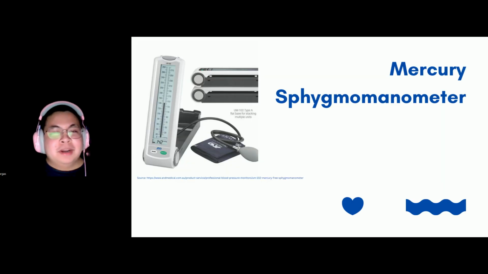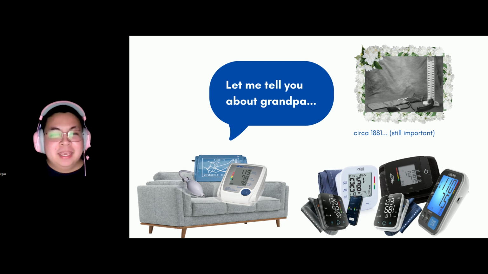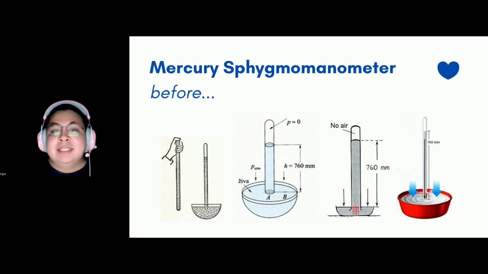Not too long ago, doctors used mercury sphygmomanometers. They helped measure pressure within a glass tube filled with mercury. Hence the measurement being millimeters of mercury. This is because mercury is really dense. It doesn't stick to the reading tubes, and therefore allows for more accurate readings.